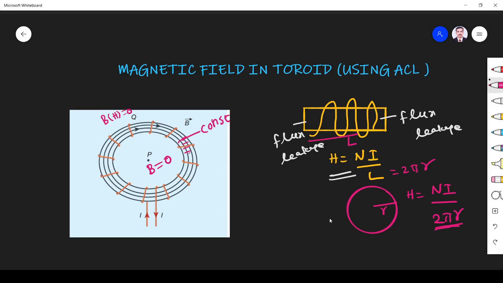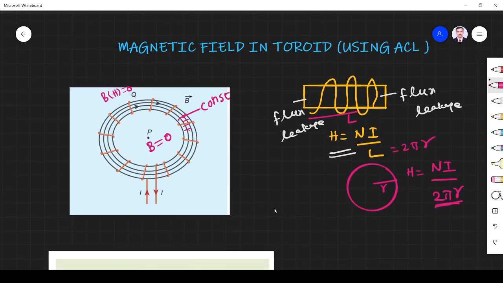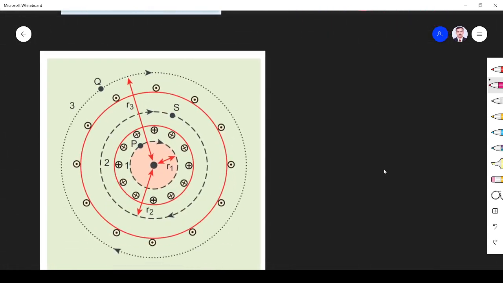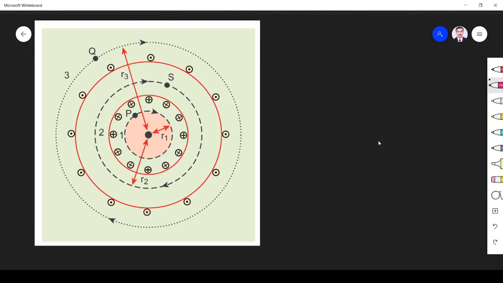So current is flowing like this and it is coming out of the toroid like this. I is the current flowing. Whenever current flows, the magnetic field will be induced. This is a cross-sectional view of the toroid. We have this inner conductor and this outer conductor. So we have to find the magnetic field in three areas. Case one, the inner region of the toroid.